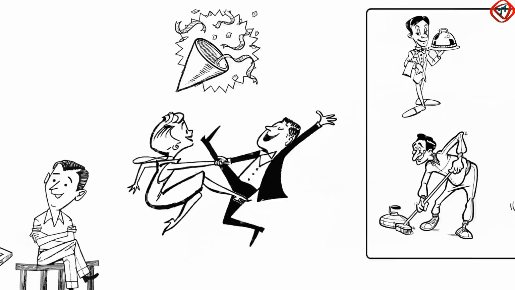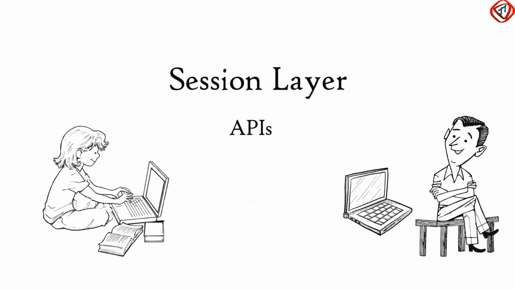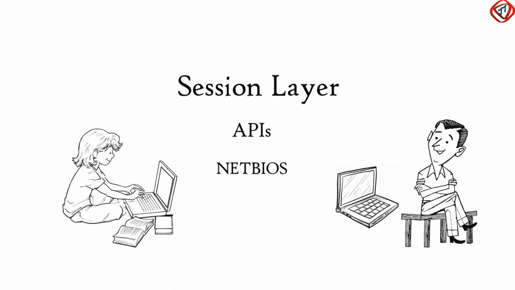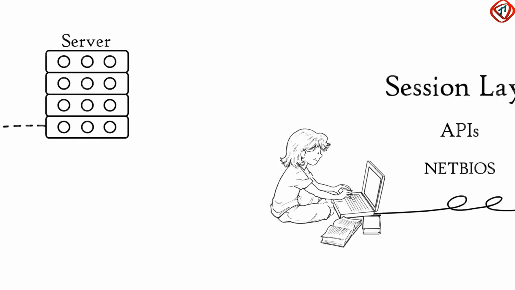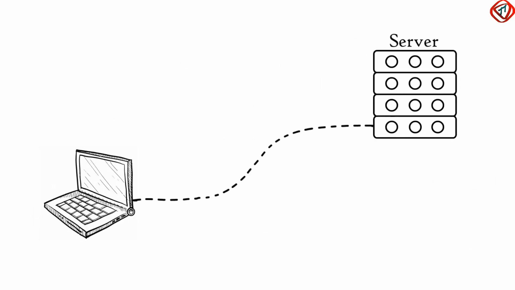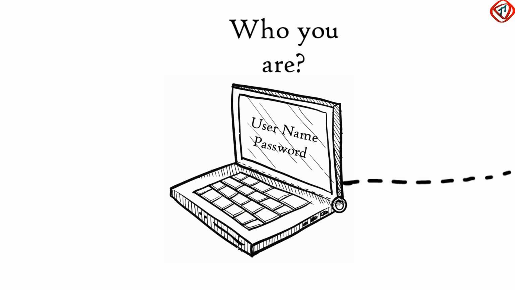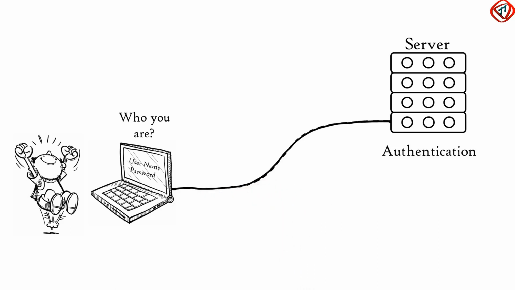Like you hired some helpers for your party, the session layer too has its own helpers called APIs, or Application Programming Interfaces. NetBIOS, or Network Basic Input-Output System, is an example of APIs which allows applications on different computers to communicate with each other. Just before a session or a connection is established, the server performs a function called authentication. Authentication is the process of verifying who you are. For this, the server uses a username and a password. Once the entered username and password are matched, a session or a connection is established between your computer and the server.